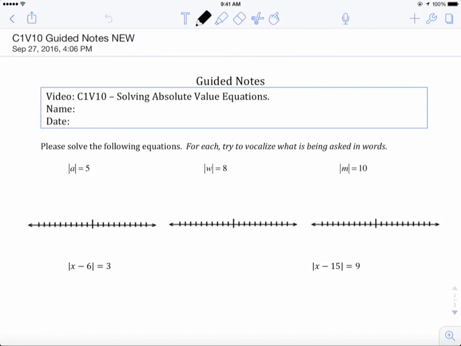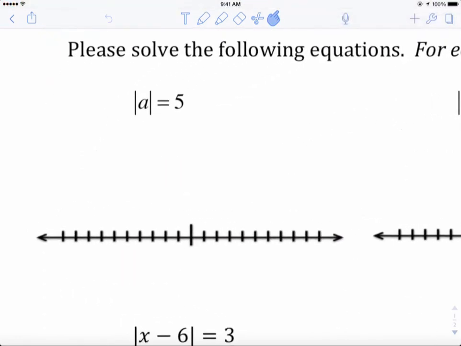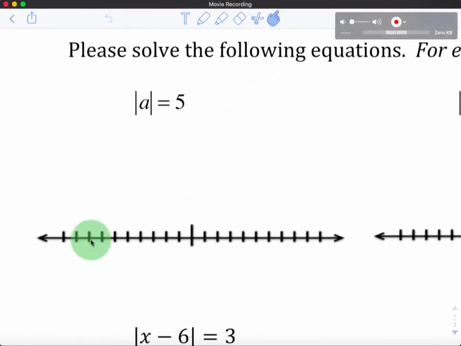Hey guys, and welcome to this lesson all about solving absolute value equations. So let's take a look at our first examples. In our first equation, we're asked to find the solutions to the absolute value of a equals 5.